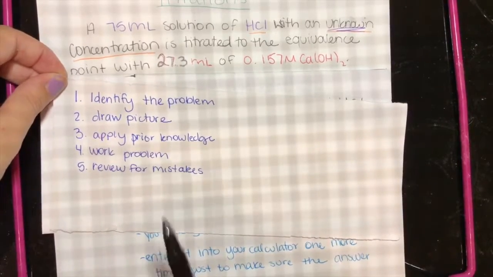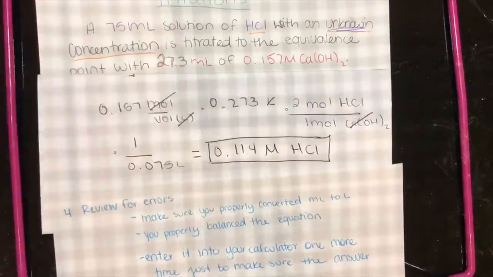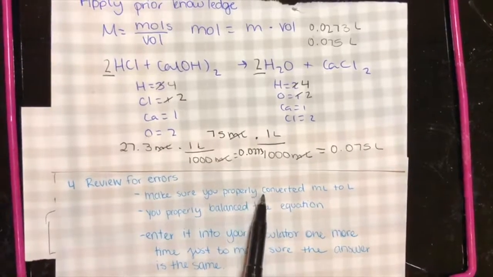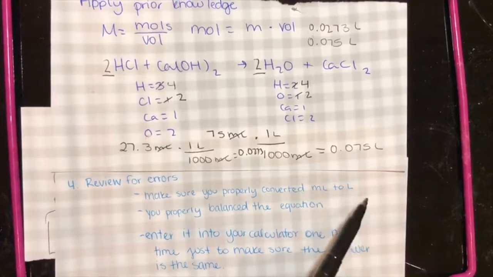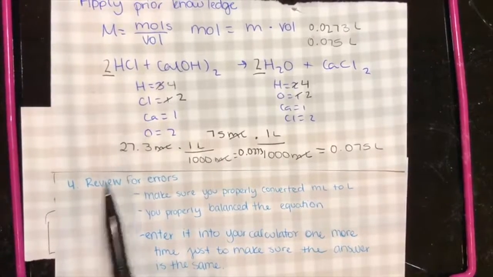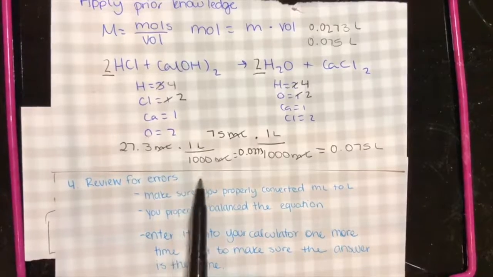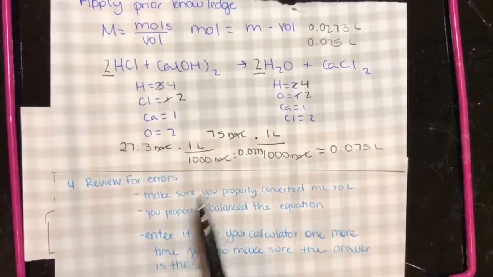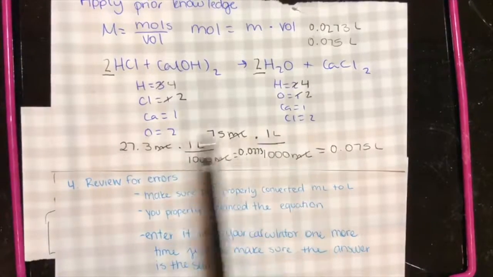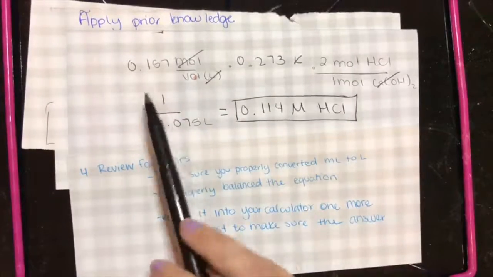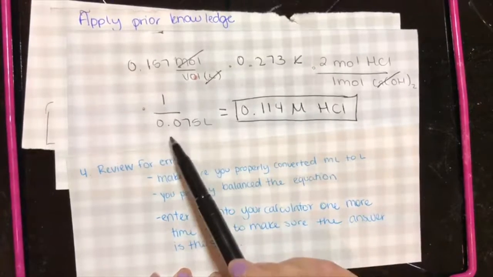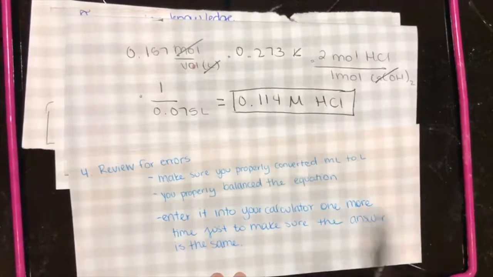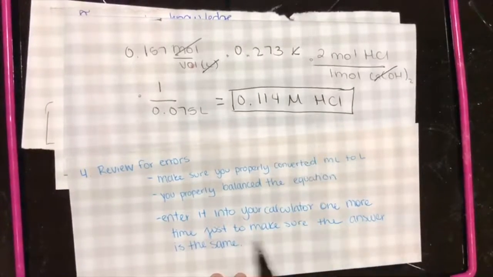Our last step is to check to make sure that we didn't make any errors. The first thing you want to do is make sure that you properly converted milliliters to liters. It is important to remember that 1 liter is equivalent to 1,000 milliliters. Then you want to make sure you properly balance your equation and that each number on each side matches up. The last thing you want to do is re-enter your numbers back into your calculator one more time just to make sure that you got the same answer. If it turns out the same in the end, you did it correct. Good job.